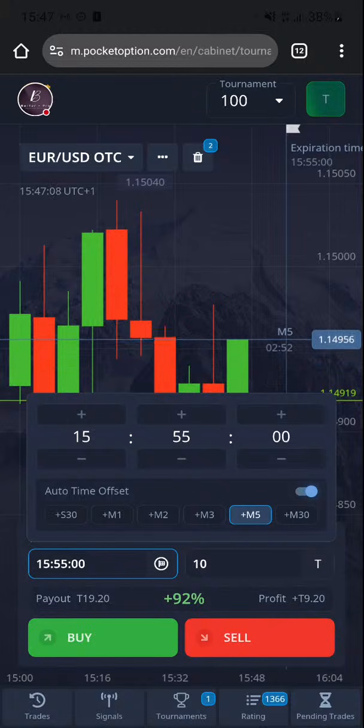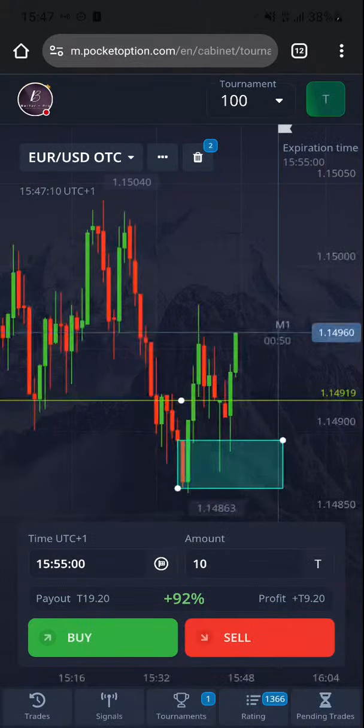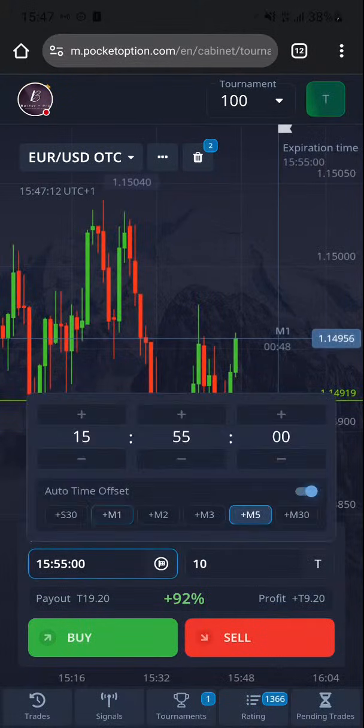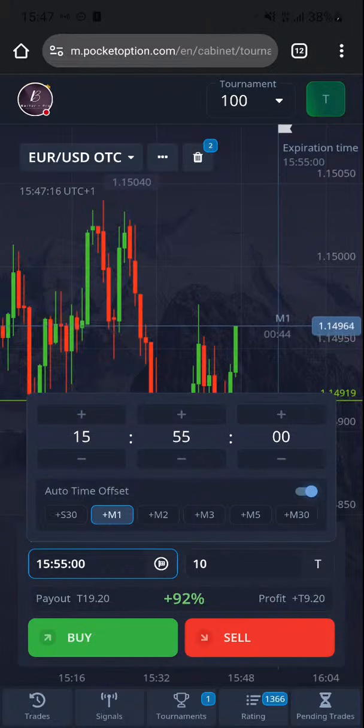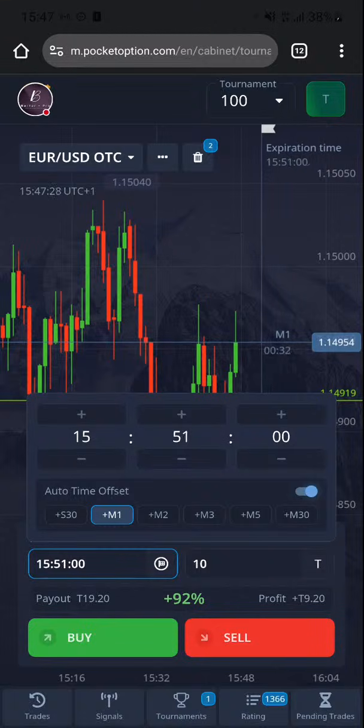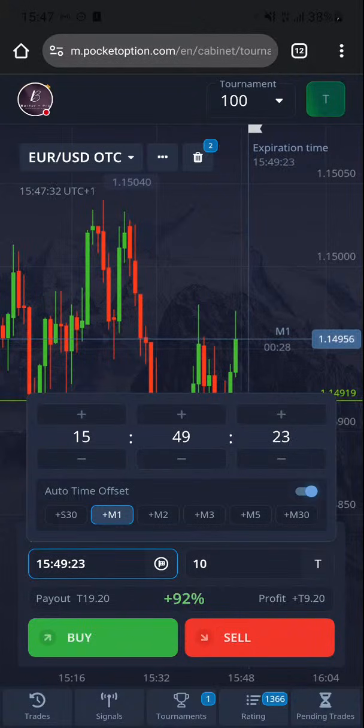But for today, we'll be trading M1. So we're going to change this one to M1. You understand? Then make sure that this one is on 0. So currently now the time is 15:47. So we'll change this one to 15:48. You understand? Then we'll set this one to 0.